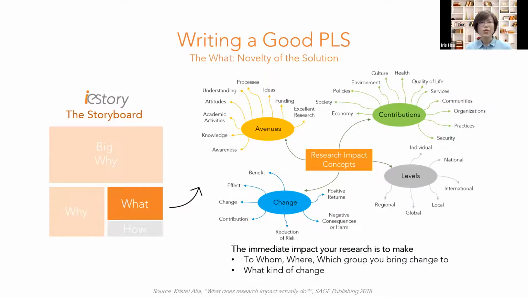The next important part is the what part. The what part addresses the novelty of your solution. It shows the actual solution, how your solution can benefit your target audience. How are you trying to enhance the existing process? Are you trying to offer a new solution to a disease? Are you trying to offer some kind of data to shed light on a different angle?